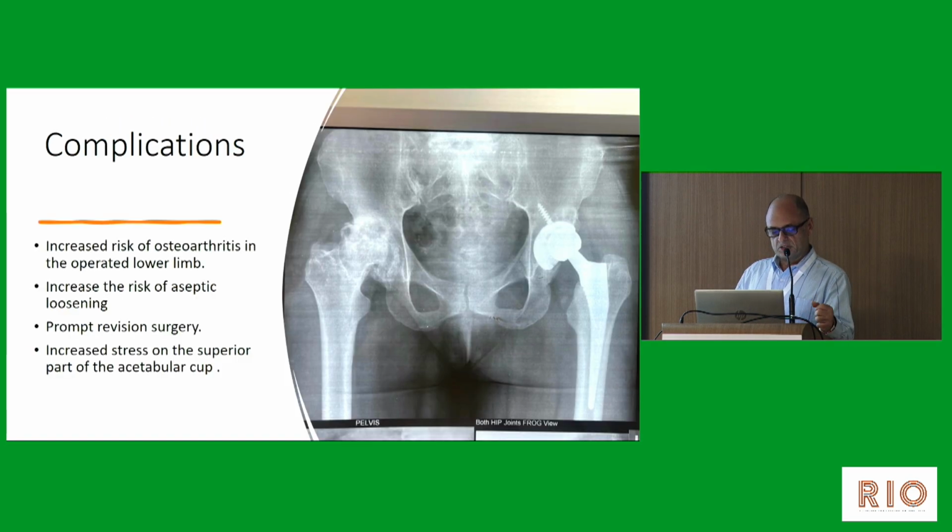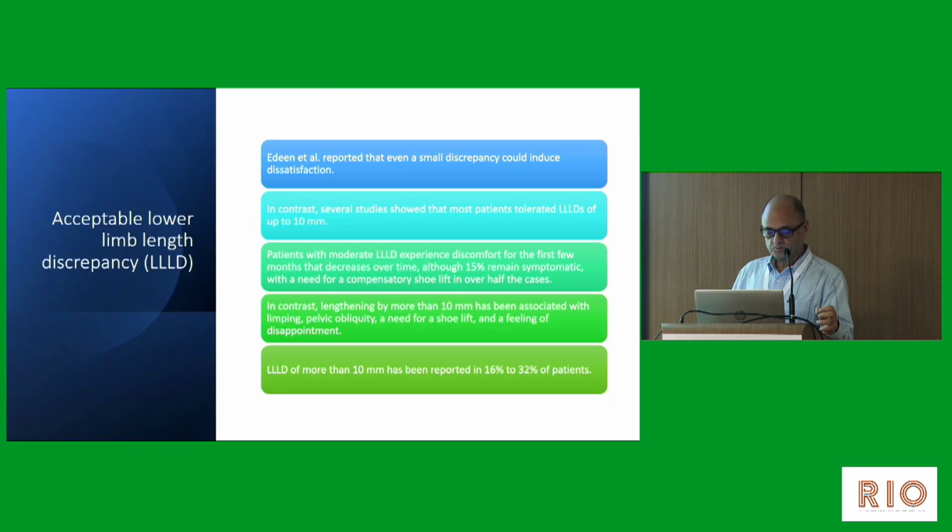Complications include increased risk of osteoarthritis in the operated limb, increased risk of aseptic loosening, prompt revision surgery, and polywear inside. You can see in one of these patients, there is a slow polywear over a period of time. If your cup inclination is also different, if it is more vertical and you have lengthening, it can lead to early polywear.